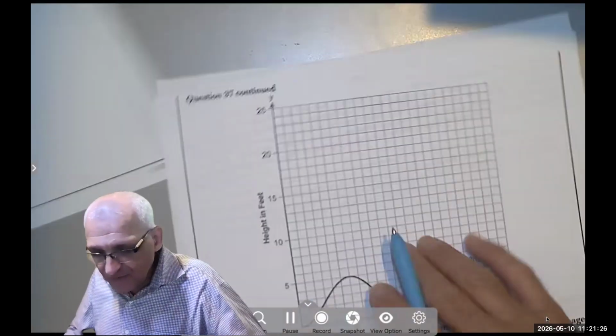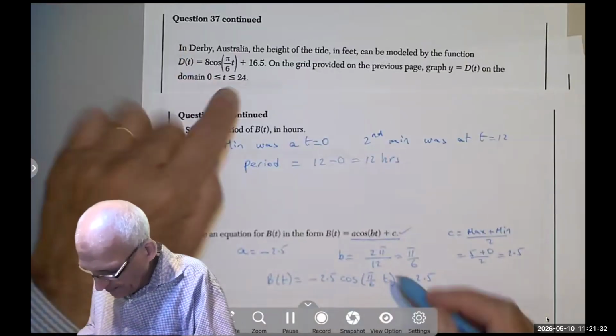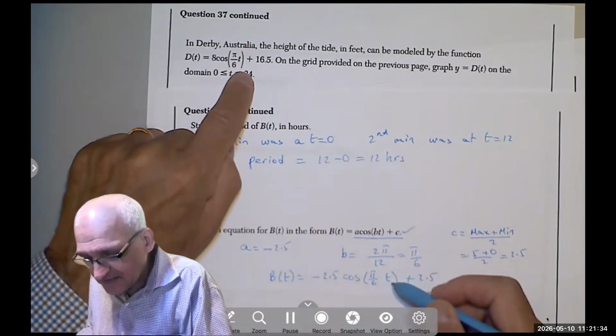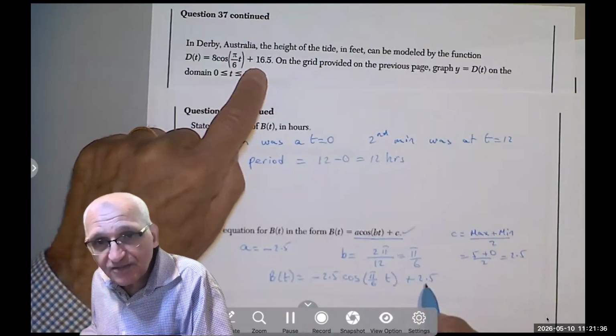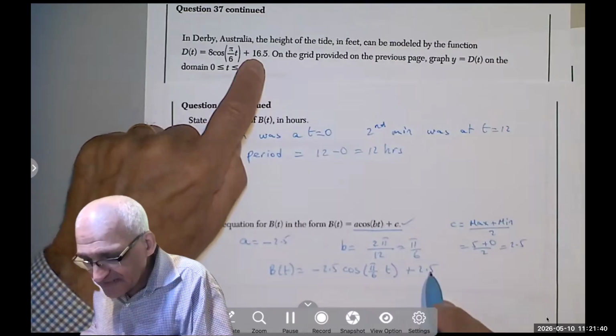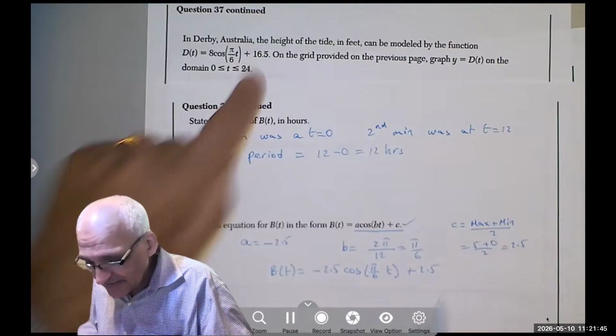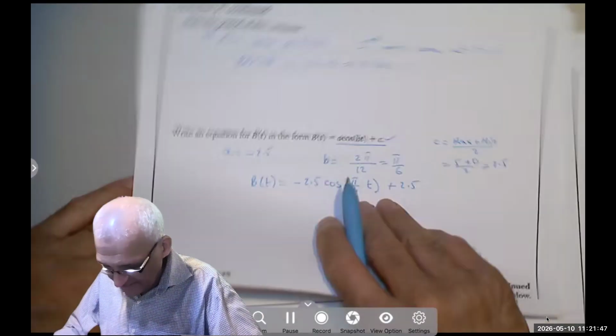Okay, so as we can see, even if you compare these two, both of them are cosine pi over 6t. One of them has 2.5, right? And one of them has 16.5. And that gives you the center line. So the center line is at 16.5.